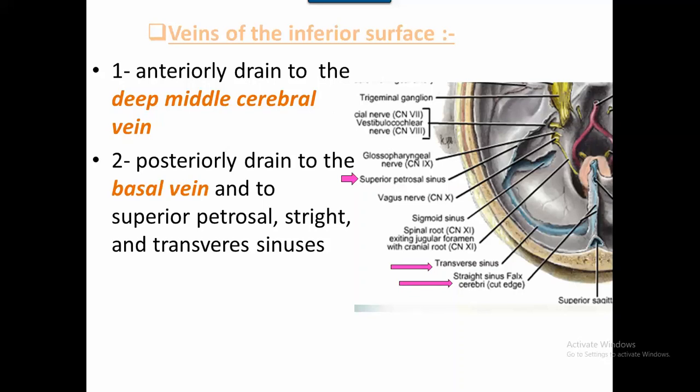Now, look, here is the cavernous sinus. Okay, they join the superior petrosal vein and inferior petrosal vein. The inferior petrosal vein and superior petrosal vein join each other, forming this transverse sinus. Then they join the straight sinus in the confluence of sinuses, and from here the deep cerebral vein continues.